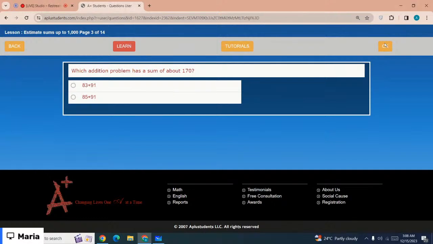Okay, the next one is: which addition problem has a sum of 170? Which is the correct option? 83 plus 91 and 85 plus 91. Let's round off both the numbers and see which one sums to 170 after rounding, right? Let's round off these numbers. Hold on.